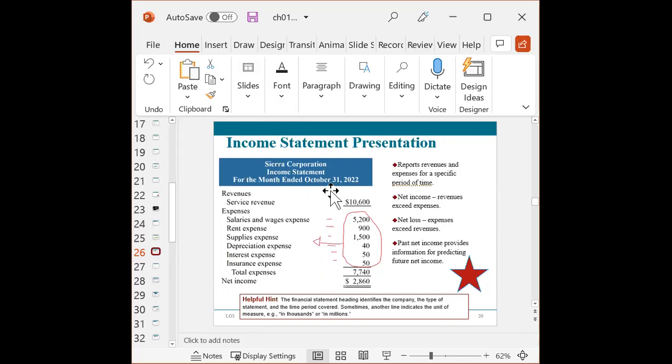All right, so all the statements start with the name of the company at the top, then they have the title of the statement, and then they have the date. And the date can be different depending on what the financial statement is.